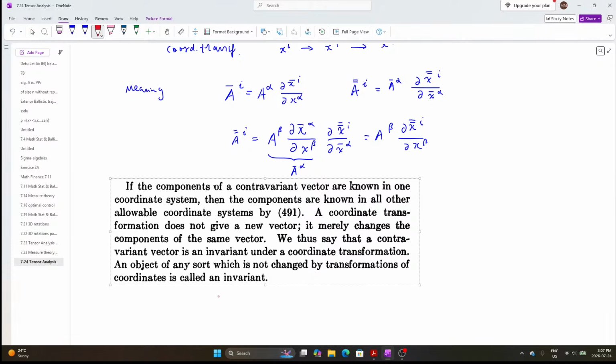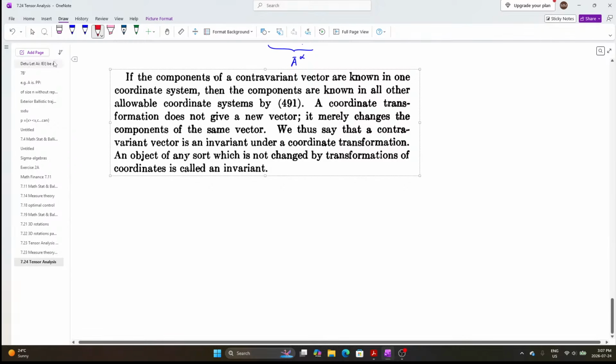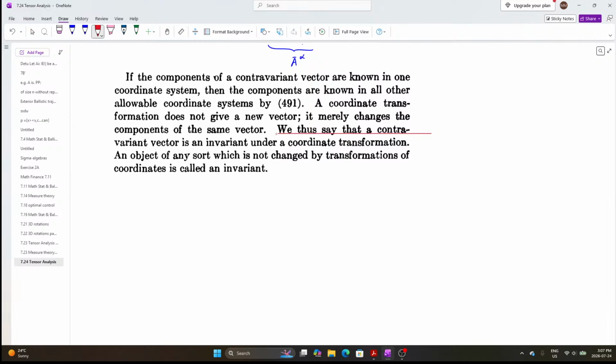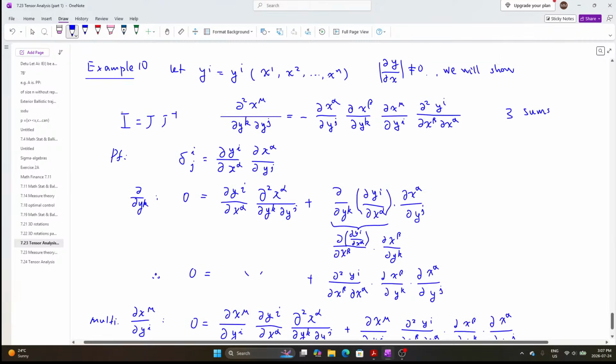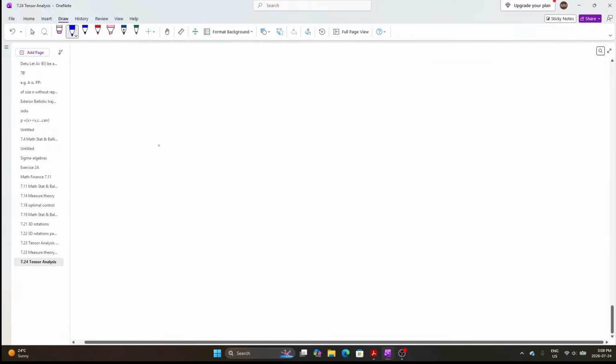All right, so let's just put it here, and then we continue to the next example, the actual example in the text. Let's highlight that. We say a contravariant vector is invariant under coordinate transformation. Let's go. Now let's continue. Example 11. In the last section we were at example 10, so this is example 11.